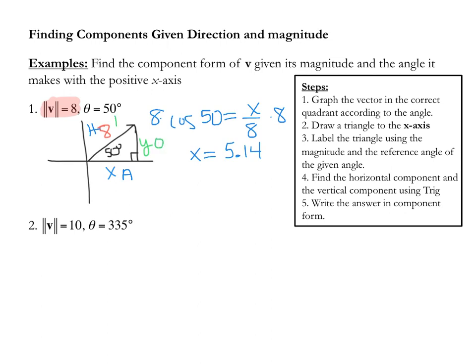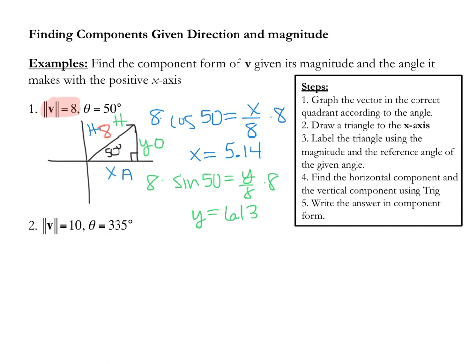This time it's opposite and hypotenuse when we're looking at the vertical, so we're going to use sine. Sine of 50 equals y over 8, times 8 on both sides. We're going to get y is equal to 6.13. We'll just round to 2 decimal places.